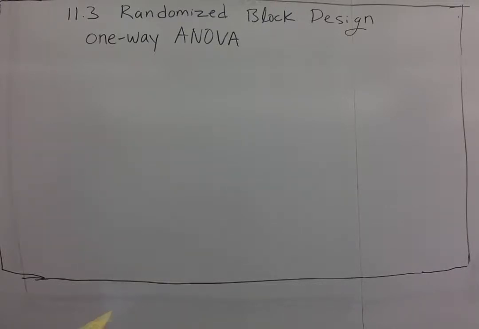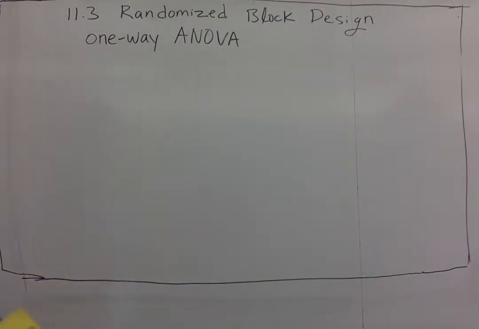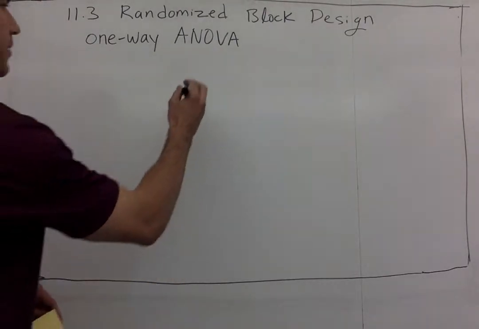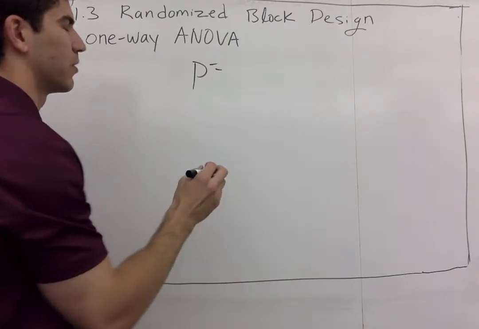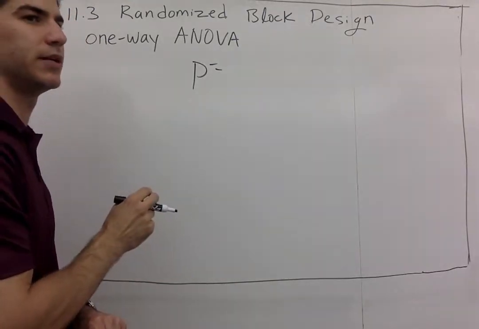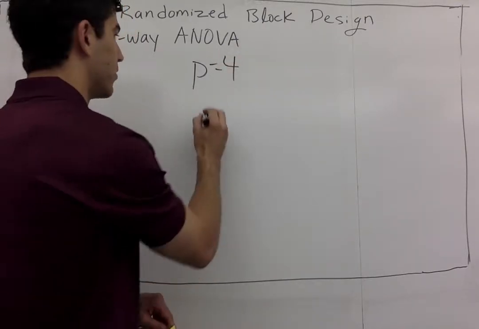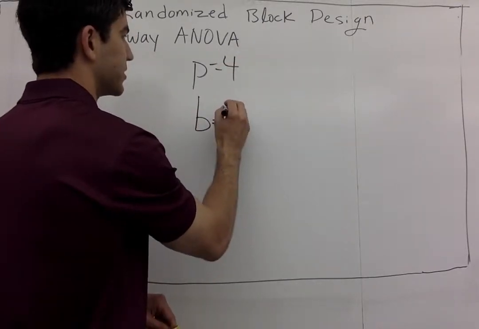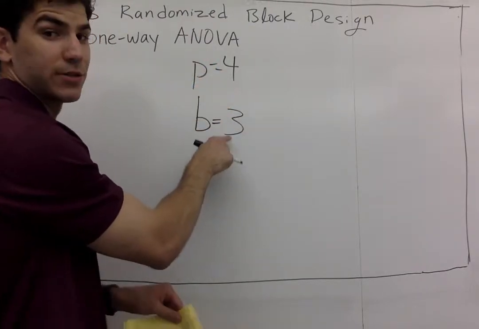So what we're going to do is have 3 different supervisors that operate each production method one time. So there are 4 production methods and 3 blocks. So you could say that P still represents the treatment, or P still represents the levels of the factor. And we're going to have B now. So B represents the blocks. We have 4 production methods and 3 supervisors.